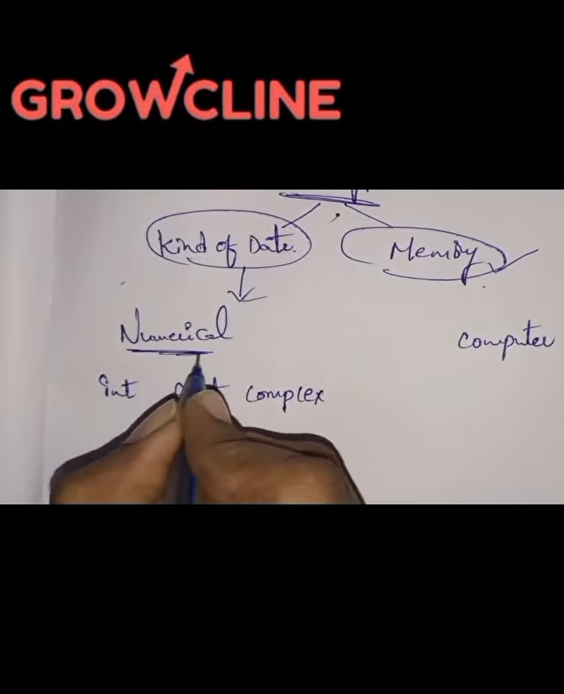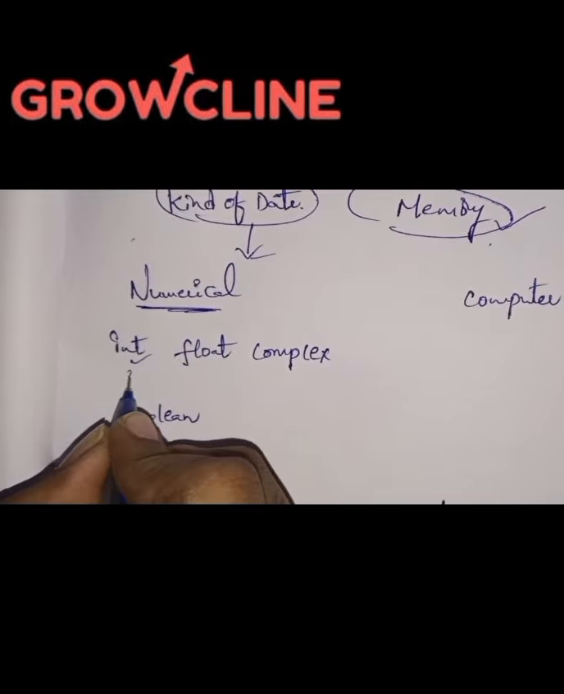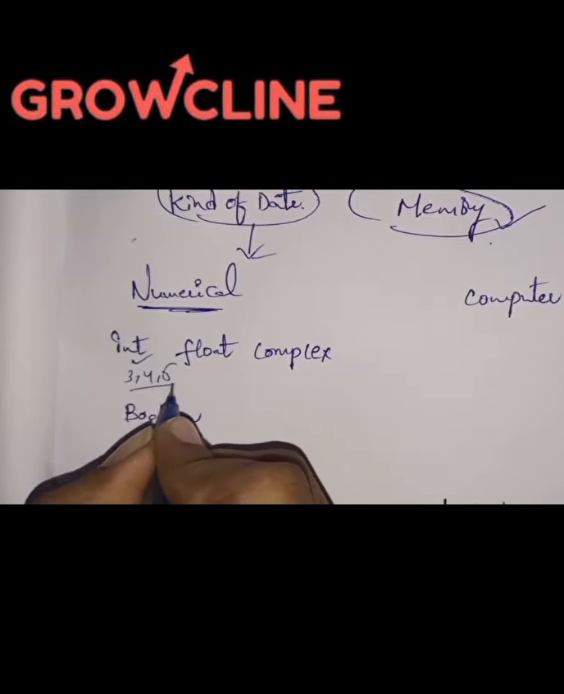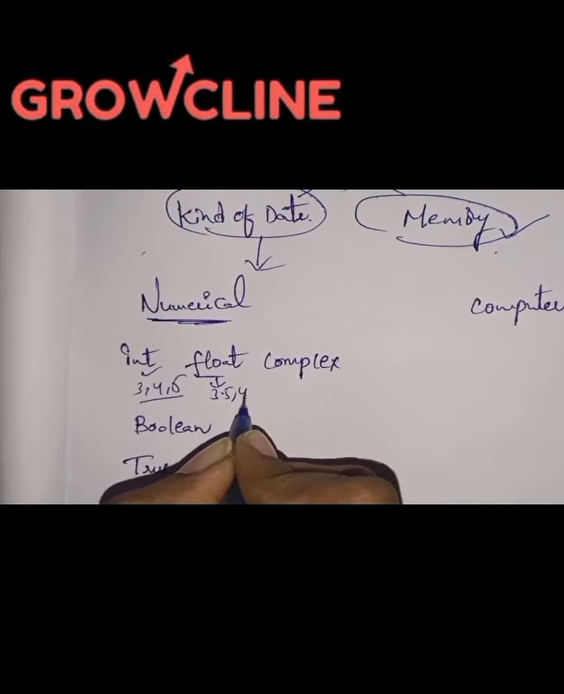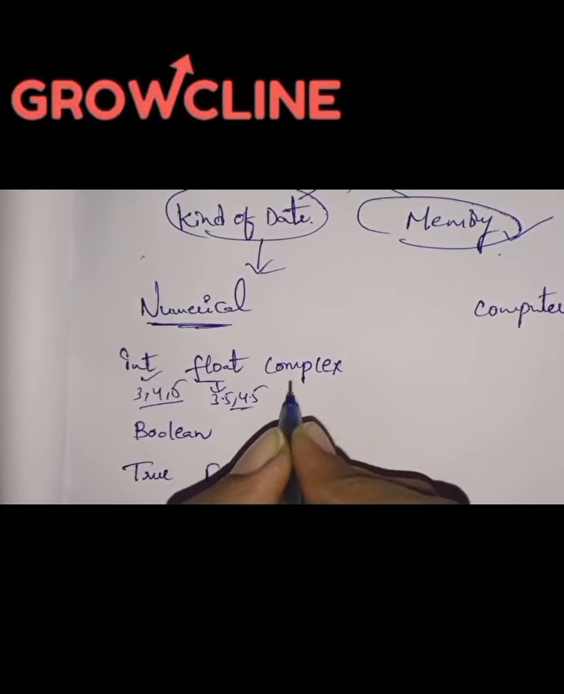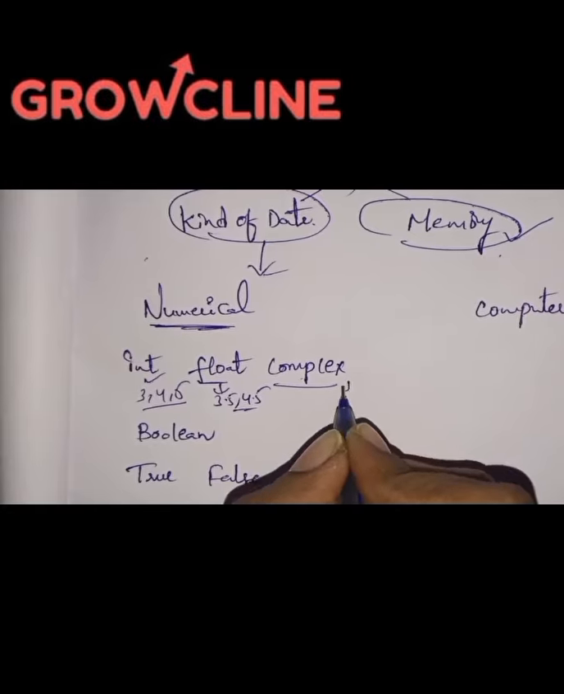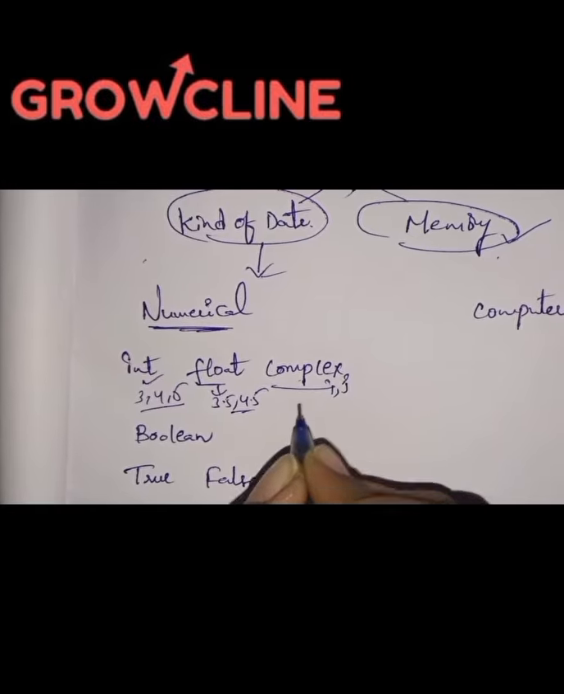First one is the numerical data type. In this numerical data type, we can store integer values like 3, 4, 5, and we can also store decimal values, which are called floating values, like 3.5 and 4.5.